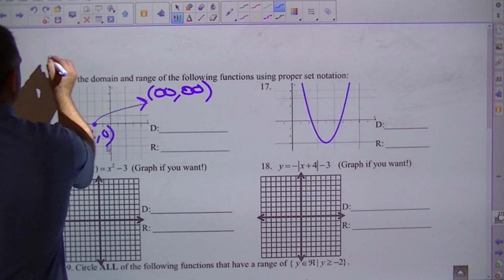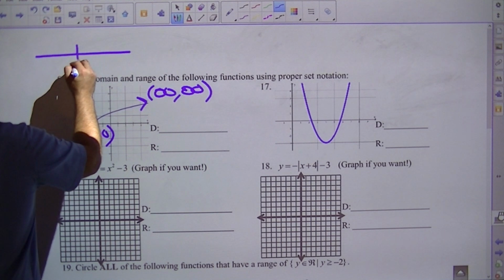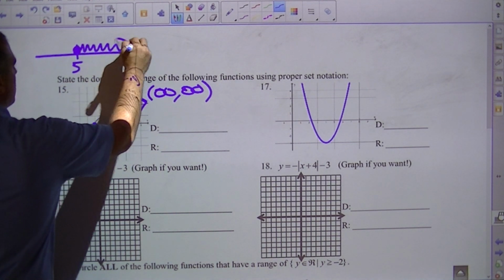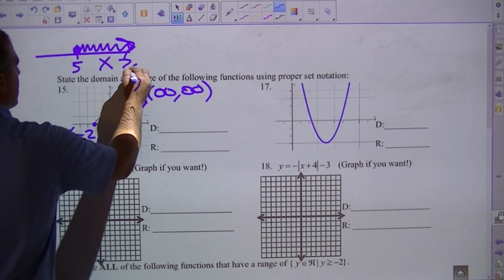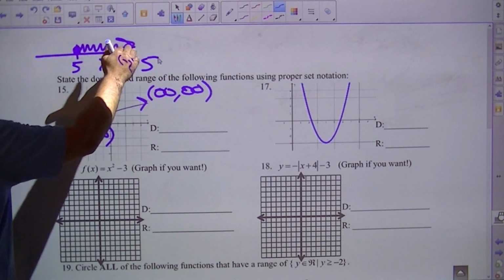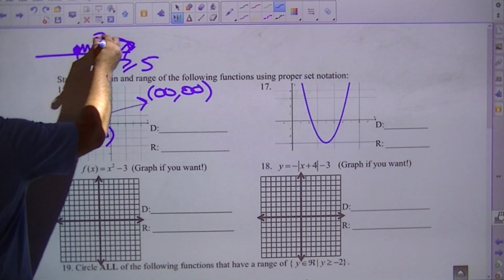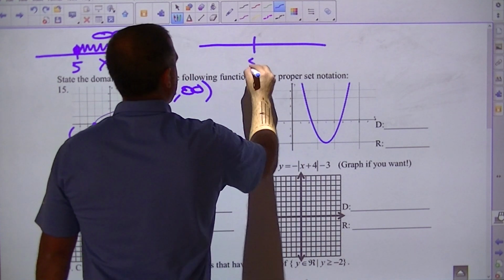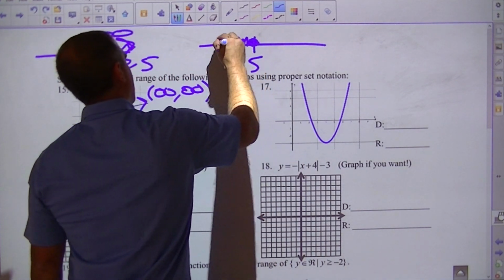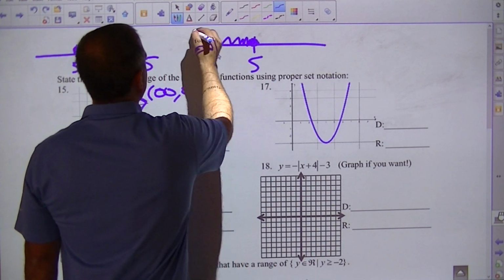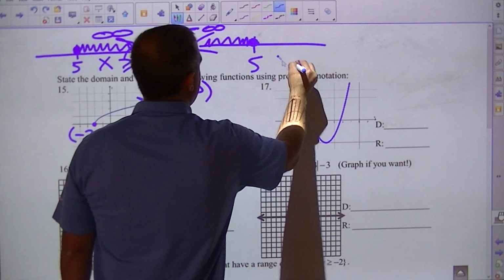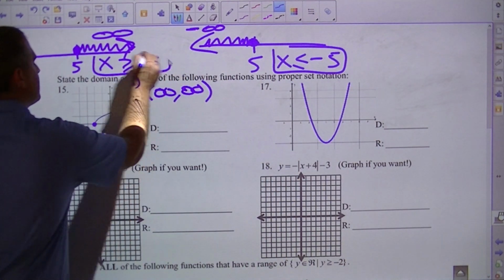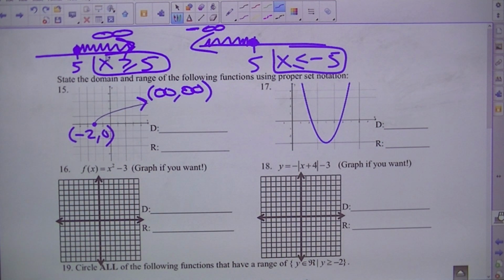Now, here's something you should know. Let's say we had 5. If we shaded this way, old school Algebra 1, this would be x is greater than or equal to 5. What does this mean? It means it's going on forever in the positive infinity direction. If I was shading the other way, that would be going towards -infinity, and I would write x is less than or equal to -5. Okay? So keep this in mind. You might want to write this down when you get your test because it will help you.